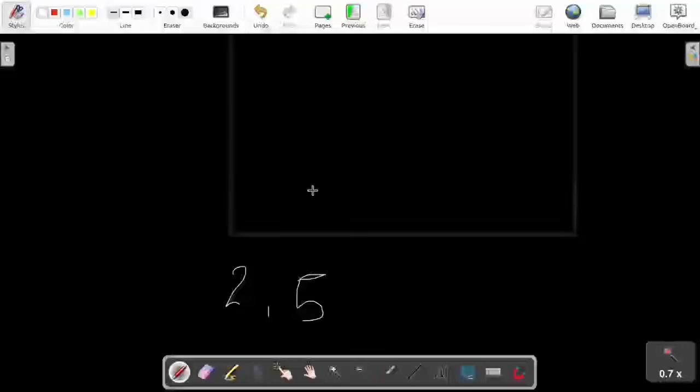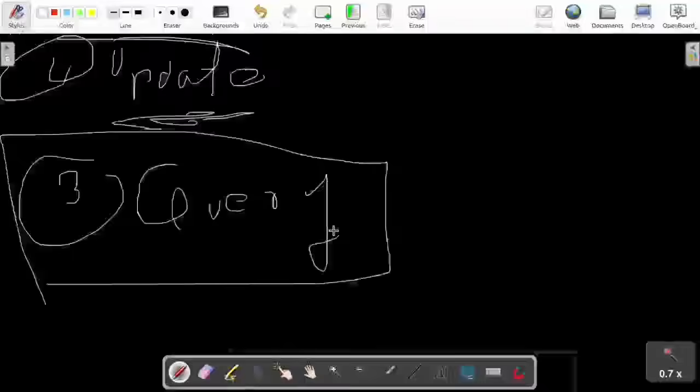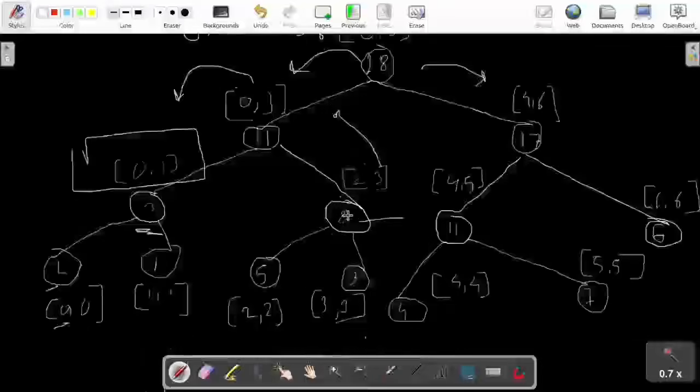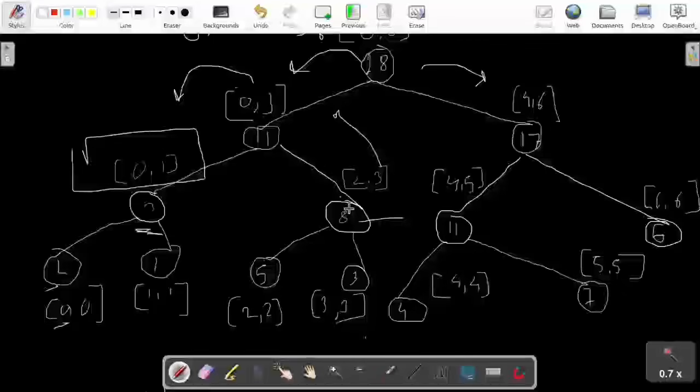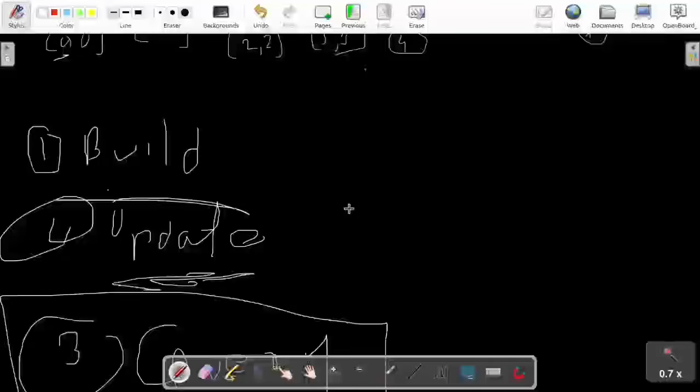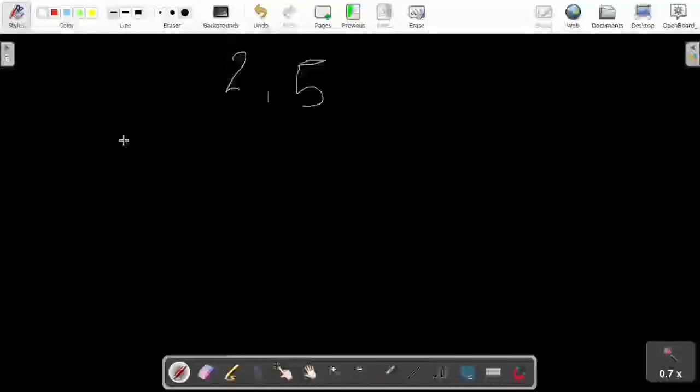So, how will you find the answer for this particular range? Some of you may say that 2 comma 5 won't exist in the segment tree. There is no way you can see 2 comma 5. Of course, there is no 2 comma 5. But see how we will find the answer for 2 comma 5.